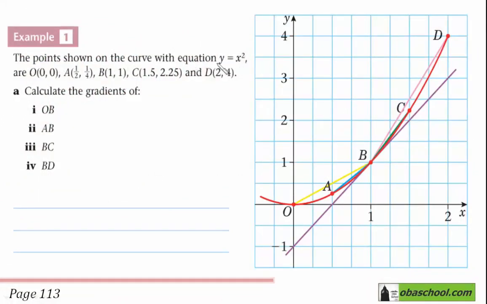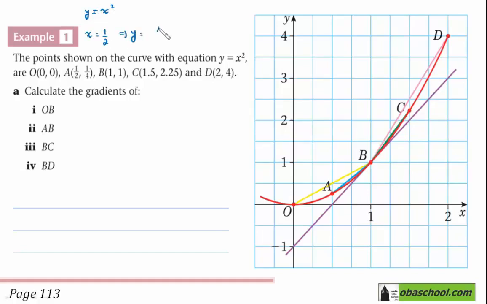The points shown on the curve with equation y equal x squared are O (0, 0), A (1/2, 1/4). And we can say now that these points are found by substituting directly in the equation. We already know the equation is y equal x squared.